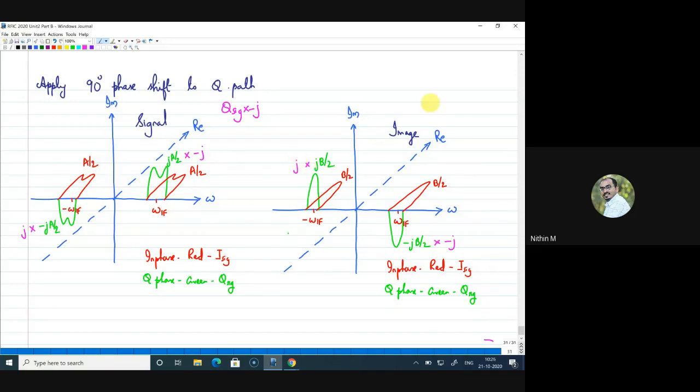So I did the Q signal. Along with the Q signal, the Q image also needs to be given this 90-degree phase shift. So when I write Q signal into minus j, that is on the right side. I think that is very clear. What I'm going to perform is multiplying by minus j on the right side and j on the left side.